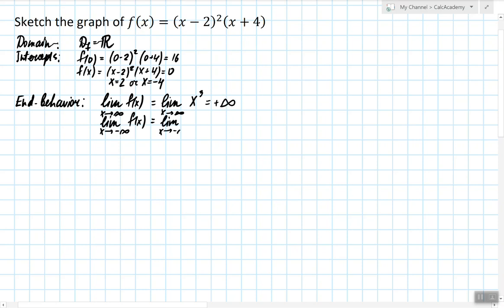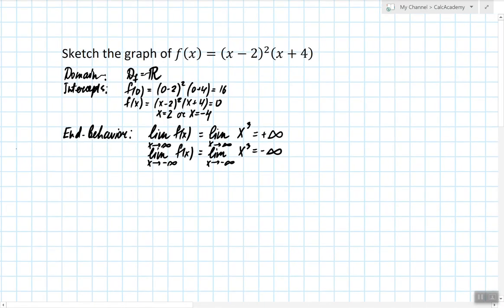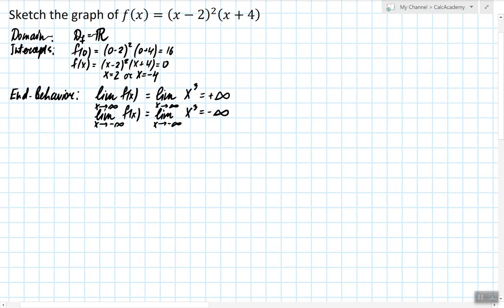Similarly, as x goes to -infinity, x cubed goes to -infinity on the left, so the limit of this function is equal to -infinity. So that tells us the end behavior of the polynomial. And next, we do the first derivative analysis.